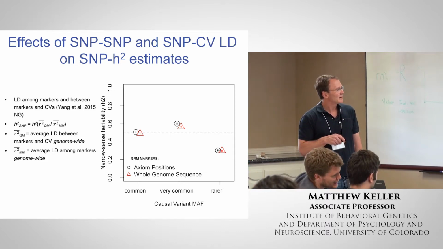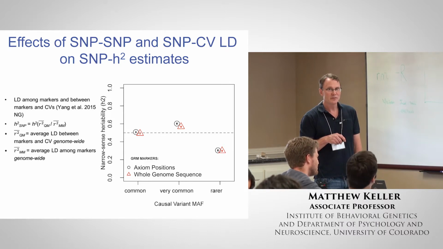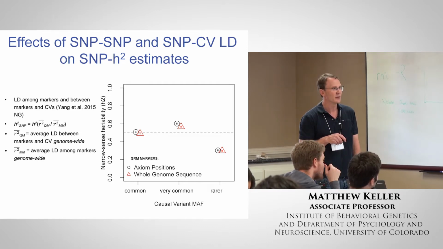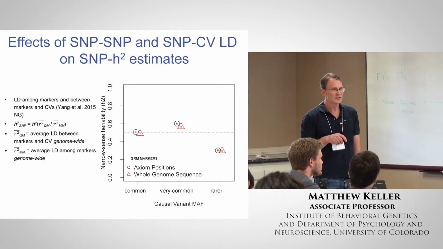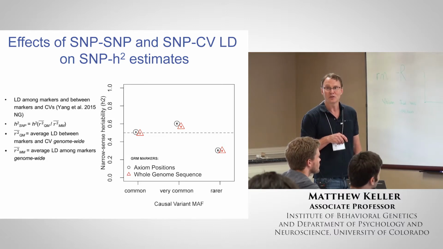So what Mike derived is that the SNP heritability is equal to the total heritability of the trait multiplied by this ratio. And this ratio is the average R squared between the causal variants and the markers. Q here stands for QTL, which is what a lot of people used to call causal variants, but we've switched over to calling them CVs. So this is the average R squared across all the causal variants with all the markers, divided by the average R squared among all the markers themselves.